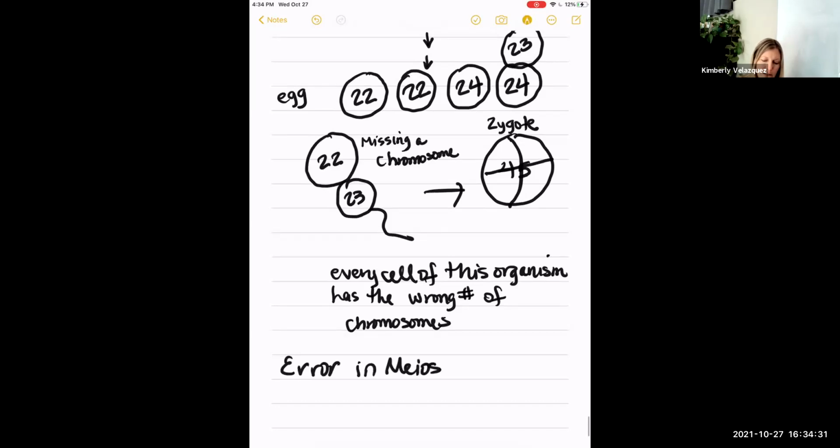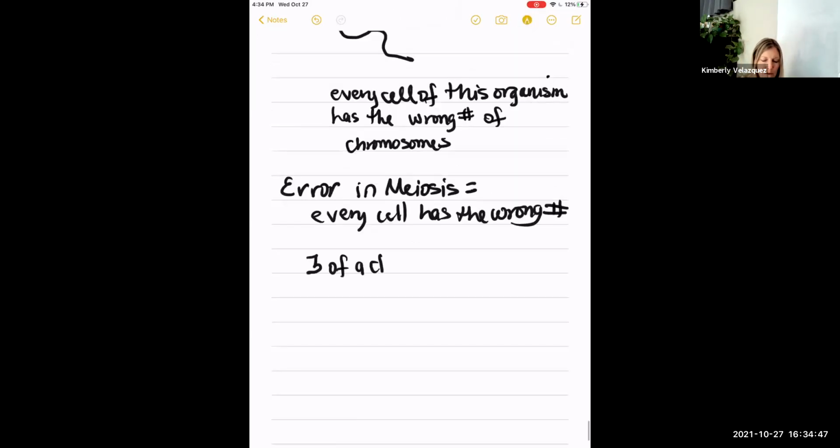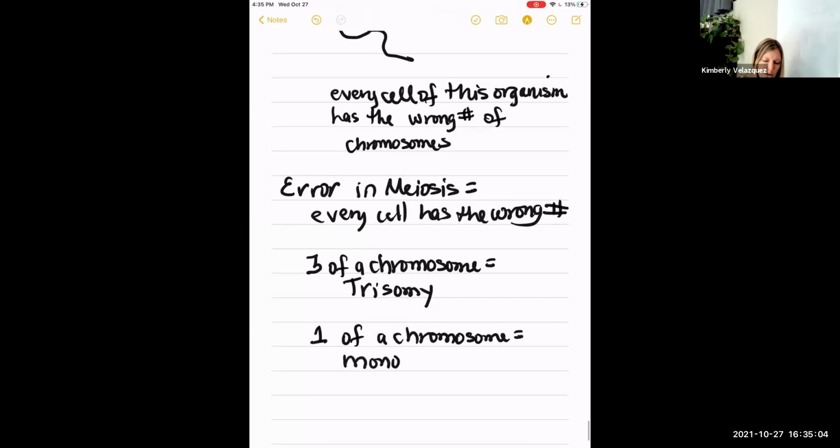An error in meiosis means every cell has the wrong number, not just two cells. And there's no way to fix this. It's every cell of the entire organism that has the wrong number. If you have 3 of a chromosome, it's called a trisomy. And if you only have 1 of a chromosome, it's called a monosomy. Somy means body. So 3 chromosome bodies or 1 chromosome body.